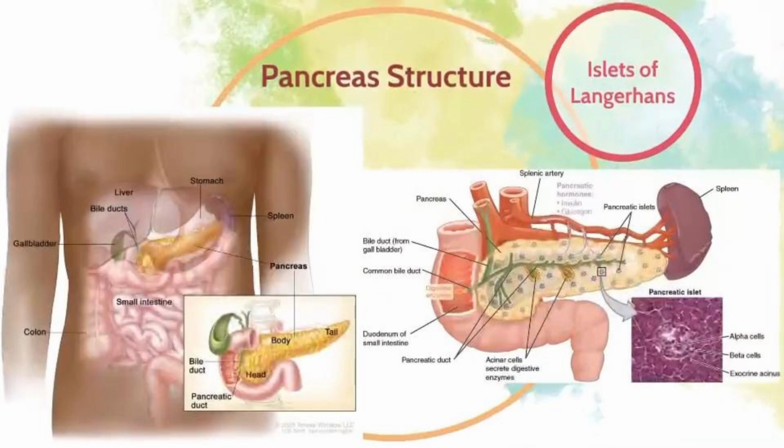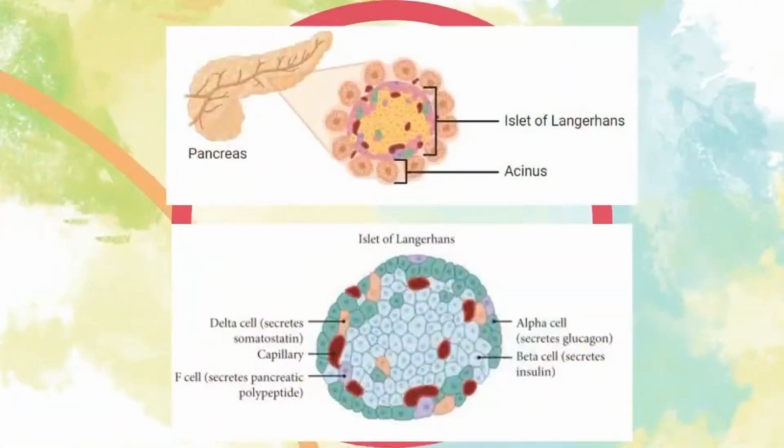So the main parts of the pancreas that we need to know about with regards to the endocrine function are the islets of Langerhans. As you can see in the diagram, there are these circular groups of cells which are called the islets of Langerhans, and then surrounding that are the acinar cells, which are what form the exocrine function in the pancreas. So you don't need to worry about those today. What we're going to concentrate on is what cells make up the islets of Langerhans.